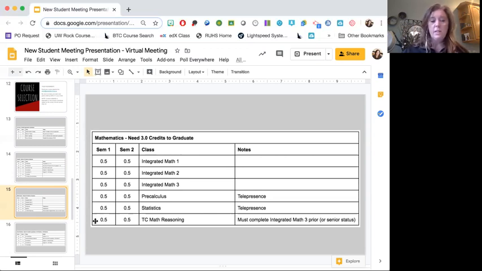So if you have already done Math 1, Math 2, and Math 3, you could take math reasoning. It is a TC or transcripted credit class, which means you would earn Black Hawk Tech credit and you'd be working on your associate's degree. I recommend that you take all 3 of the integrated math classes prior to taking math reasoning, or if you are a senior and have not completed Math 1, 2, and 3, I would potentially let you take that class your senior year without having had all 3 integrated math classes.